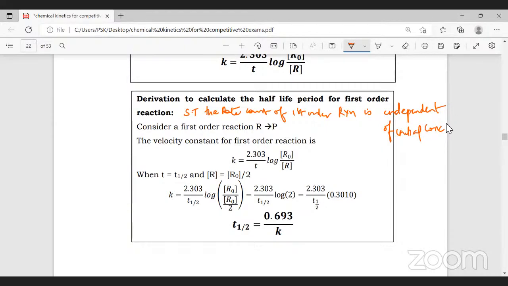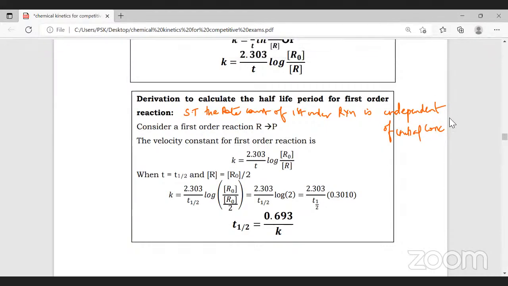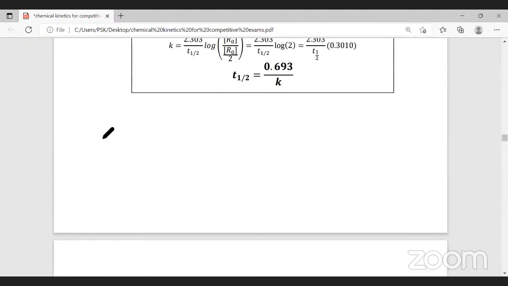They can ask you problems based on this. They can ask you, derive to calculate the half-life period of a first order reaction, or show that the rate constant of the first order reaction is independent of initial concentration. It's a very simple derivation. We'll derive it here.